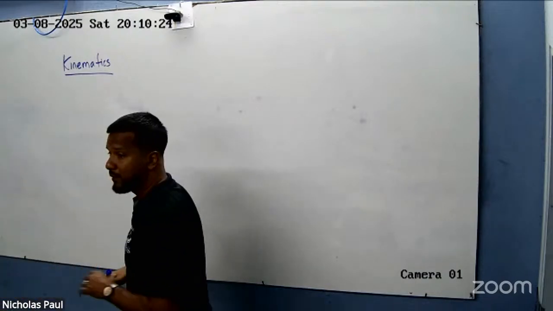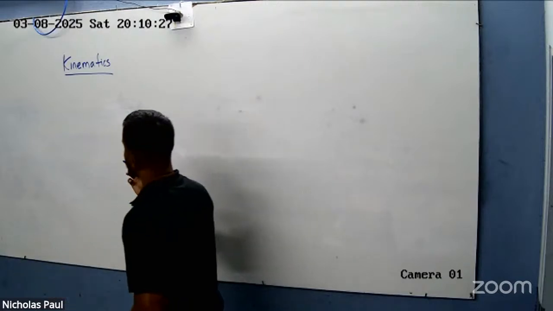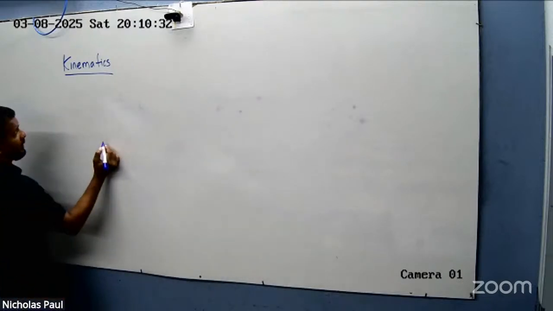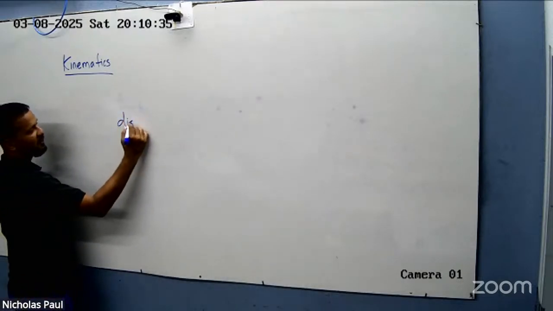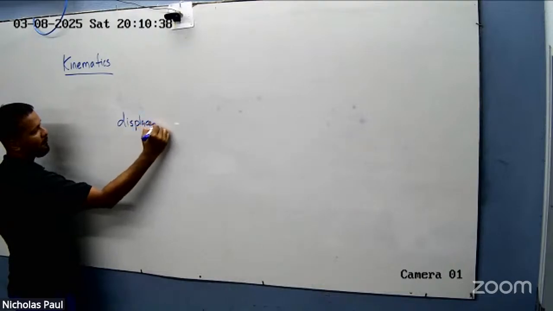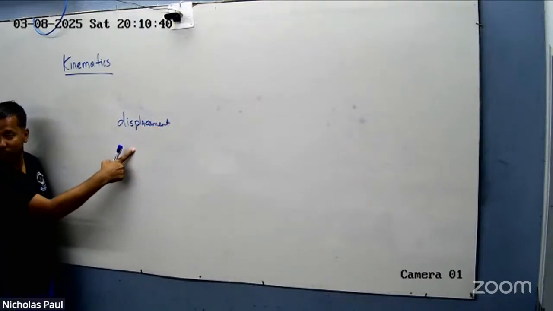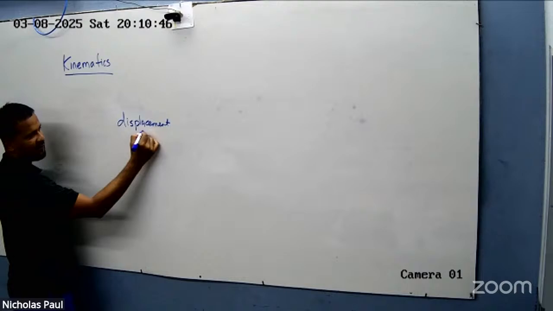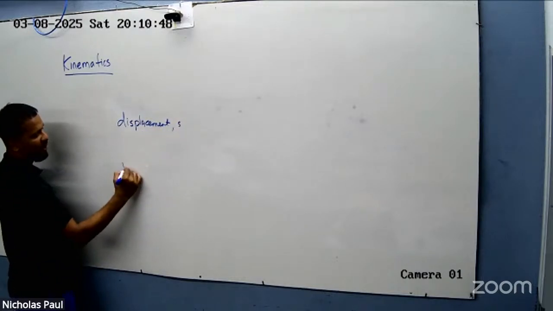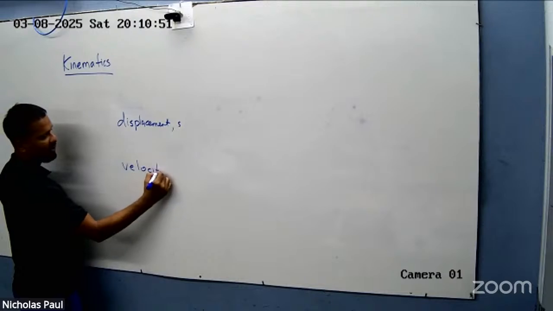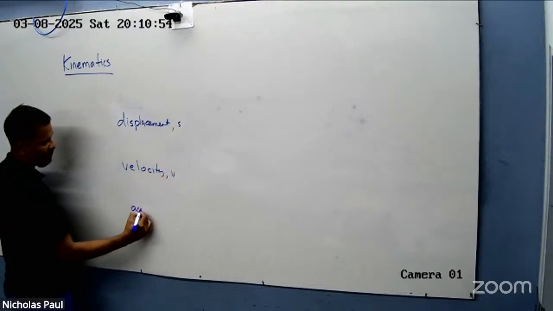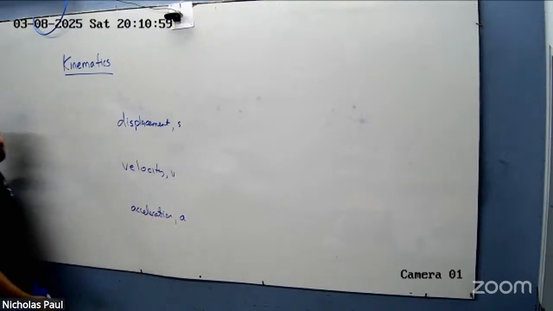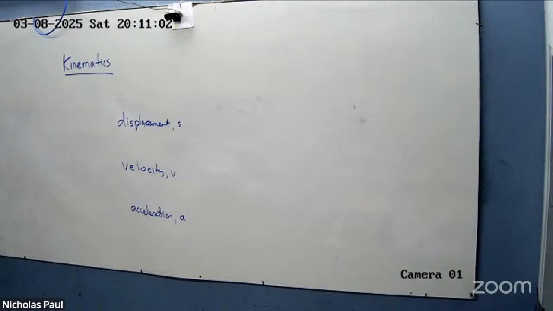So you remember kinematics has three main quantities that we need to understand. The first quantity is displacement. Remember, it's a vector quantity, the straight line distance from start to finish. Let's call it S. Velocity, V. Acceleration, A. So how do we go from one to the next?